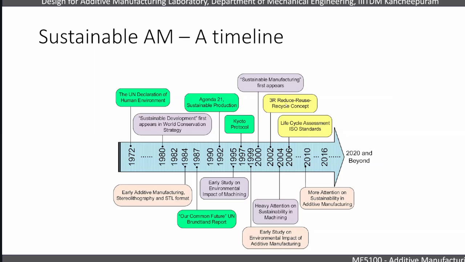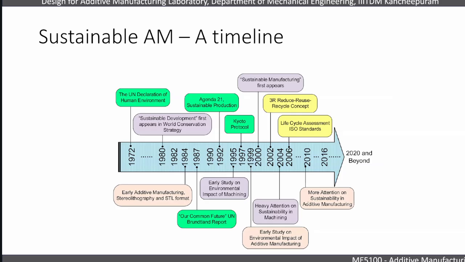And the 3R concept came. Then it was expanded to 6R by a professor from the University of Kentucky. And then sustainable manufacturing first appears in 2000, when the Department of Commerce, the NIST lab, the National Institute of Standards and Technology, first defined the term sustainable manufacturing under the DOC, Department of Commerce report.